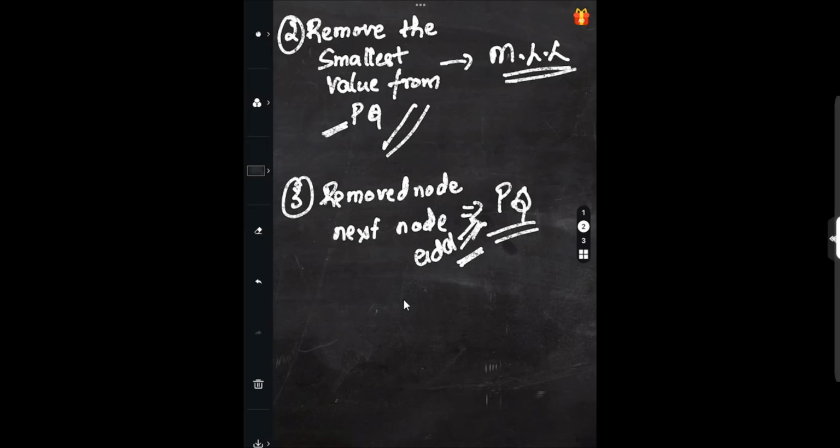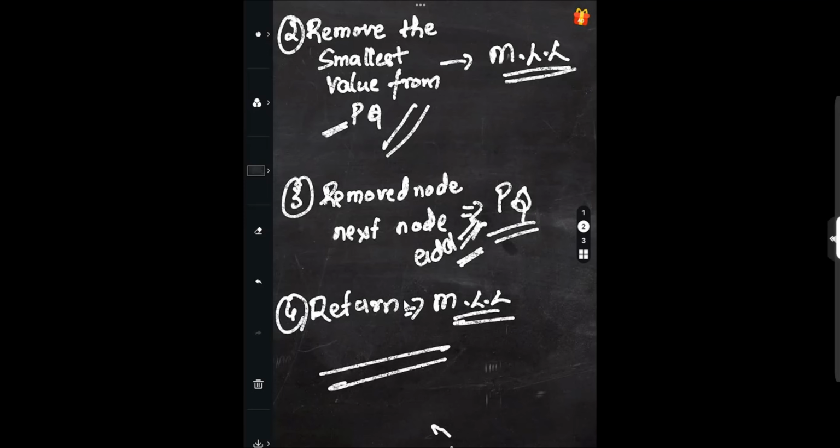Basically, we will continue this until all the nodes are processed. Finally, we are just returning the merged list. So we'll get the merged linked list in the sorted order, right? Finally, we have to return the merged linked list here. This is fine. So this is the approach that we will be following.